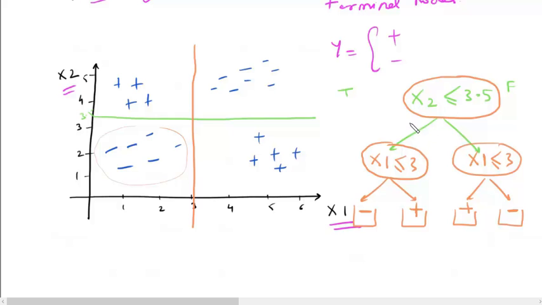The mathematical function which maps my independent variable with my dependent variable y is a series of functions in this case. And it comprises both the independent variables x1 and x2. In the previous example, we just used x1. Here we are using both x1 and x2. So x2 is less than 3.5. It represents this area. Now within this area, we are further splitting the data based on x1.